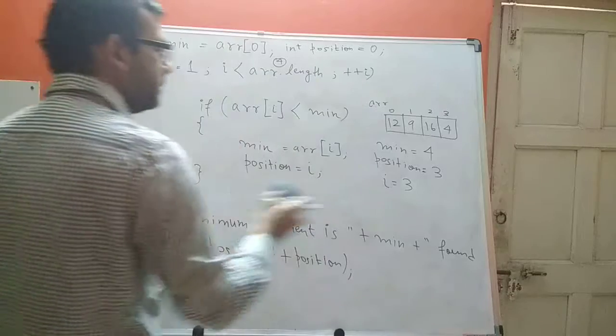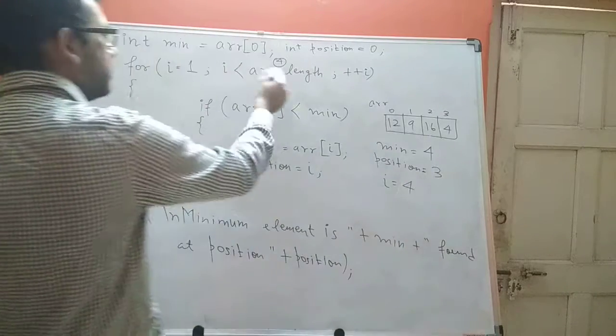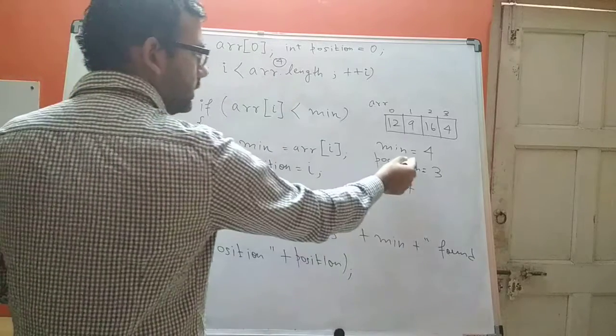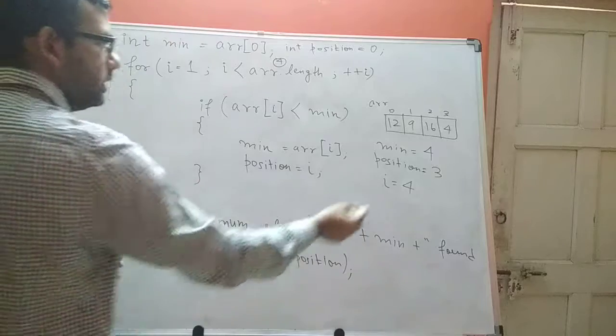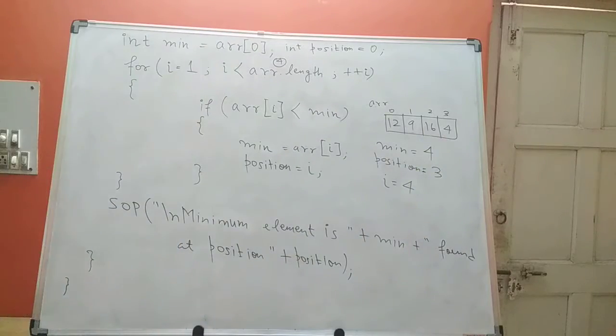Now the value of I becomes how much? The value of I becomes 4. Now 4 is no longer less than 4. So you come out and you print: minimum element is 4 found at position 3, which is indeed correct. Out of these 4 elements, 4 is the minimum element and it is found at position 3, at index 3.